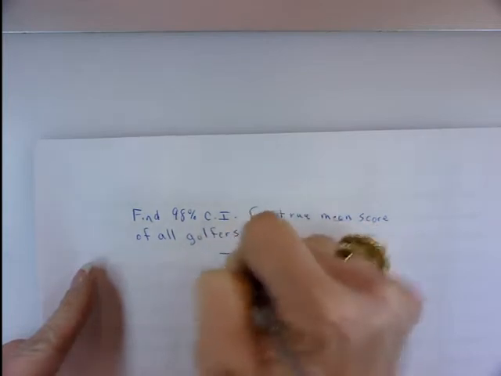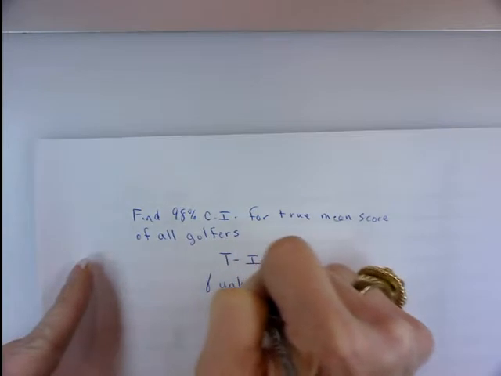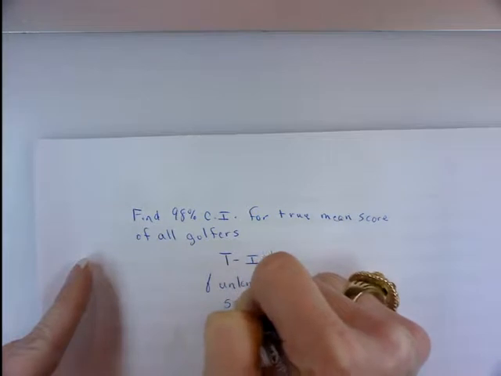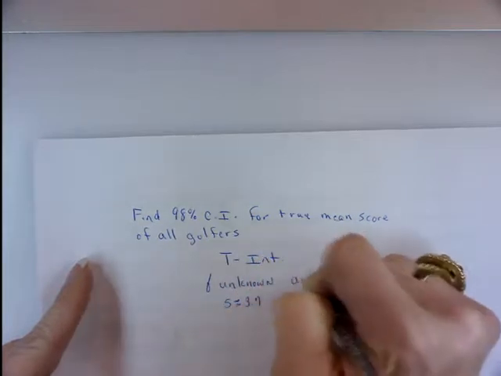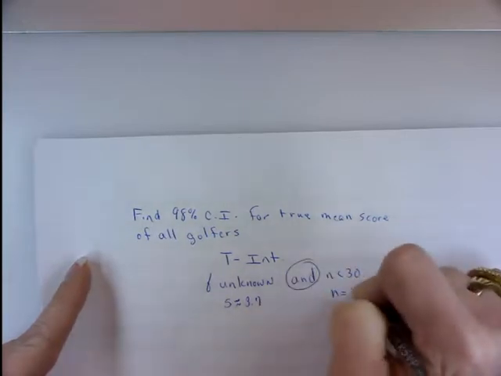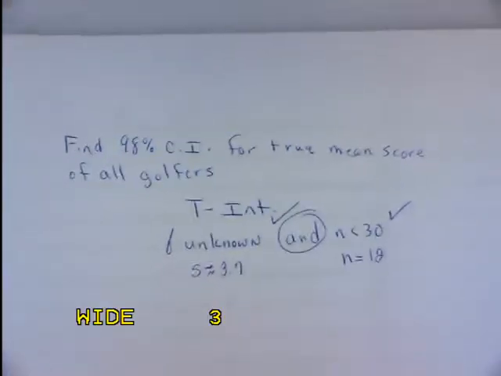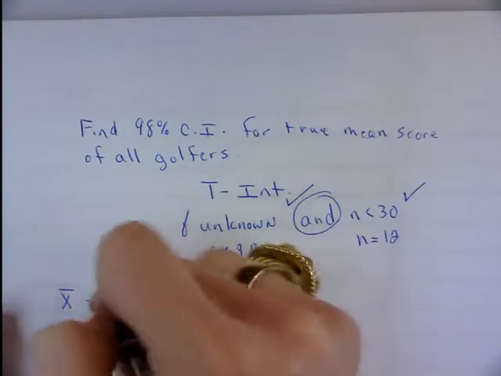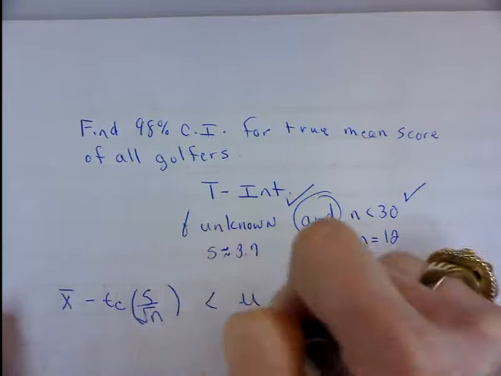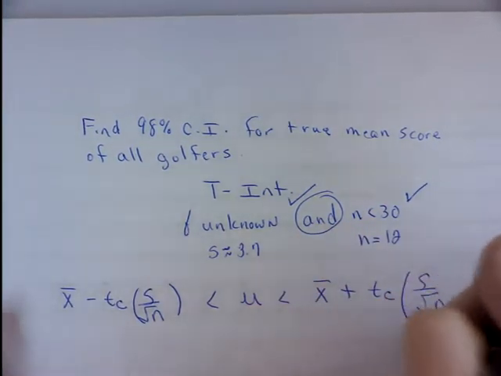Again, it's a T interval. Sigma is unknown because s is about a 3.7. And at the same time, n is less than 30. n is only 12. Both conditions are satisfied. The formula, x bar minus t sub c s over the square root of n less than mu less than x bar plus t sub c s over the square root of n.